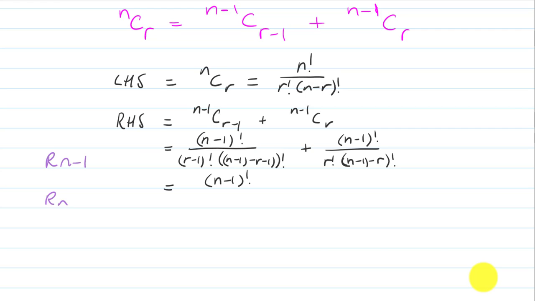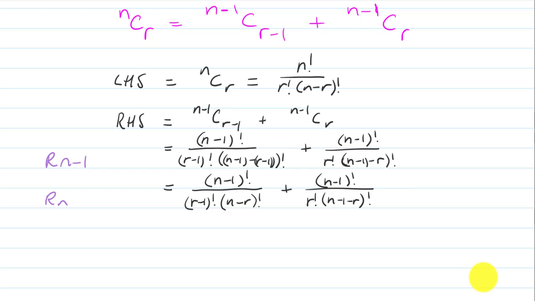(n-1)! over (r-1)!, and then we'll simplify this bracket. n minus 1 minus r minus 1, well, the minus 1 minus minus 1 will cancel out, leaving us with (n-r)! only. And then we add to that (n-1)! over r!. And again, we're going to simplify the second one, but in this case, there's not a lot we can do except expand the bracket.